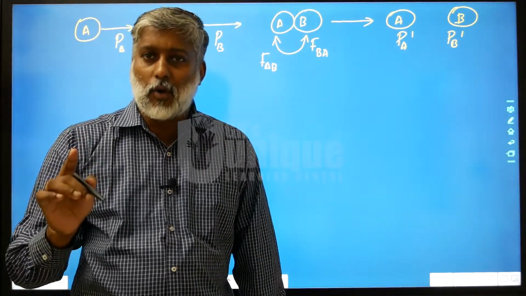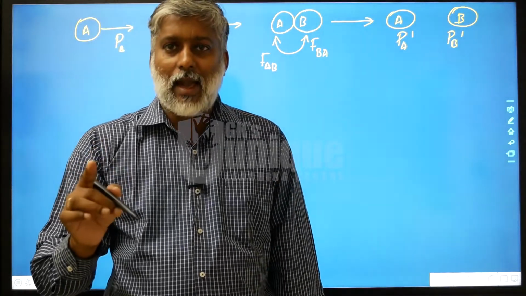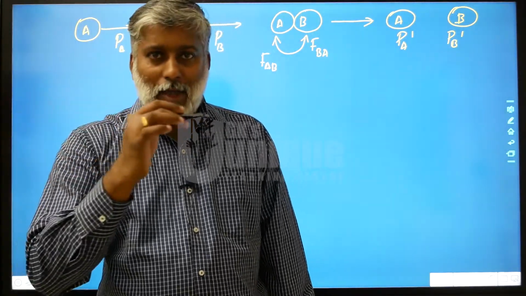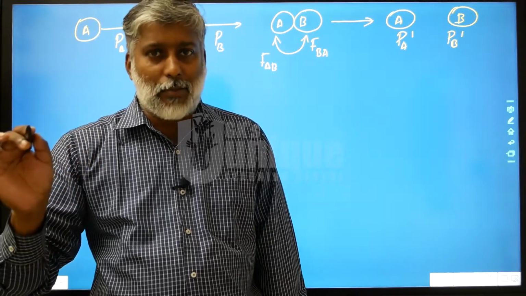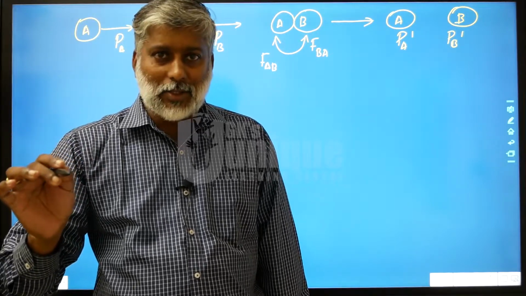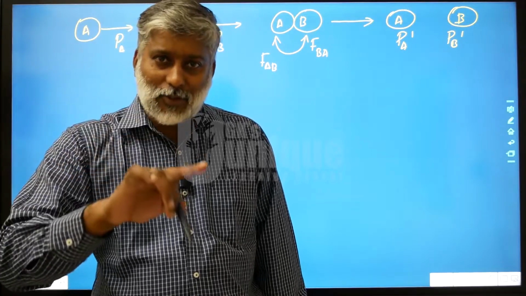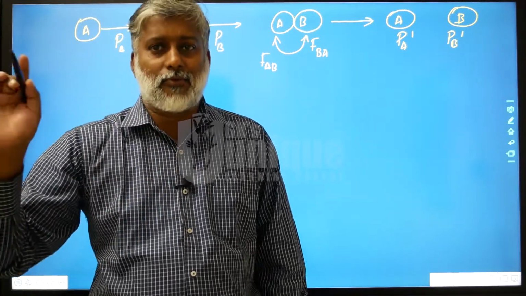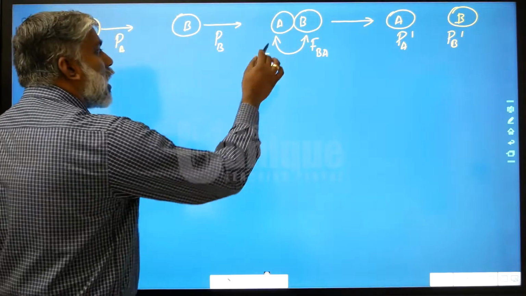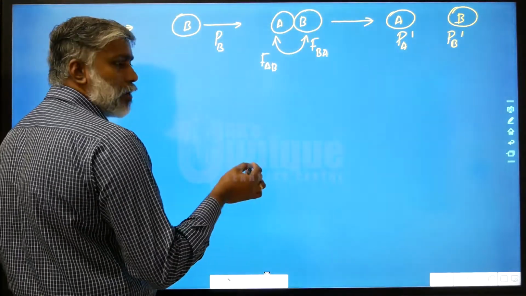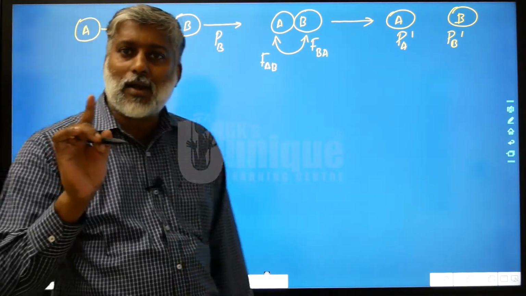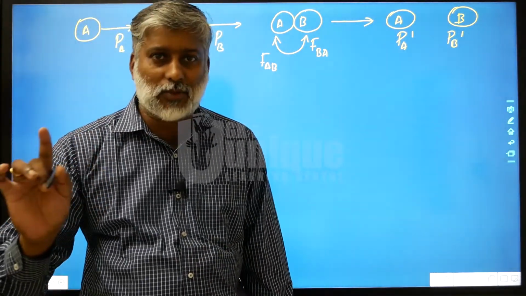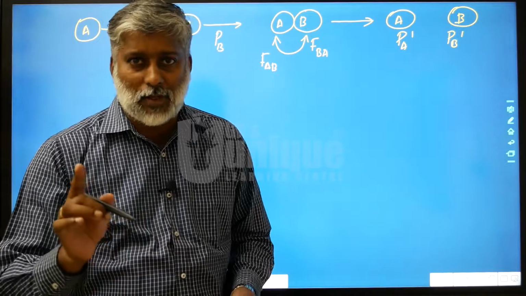So we have how many bodies? Two bodies, A and B, both moving along a straight line. What are their initial momenta? PA and PB. They collide against each other. A will exert a force on B, and B will exert a force on A. Force on A is FAB. Force on B is FBA. These are equal and opposite forces according to Newton's third law.